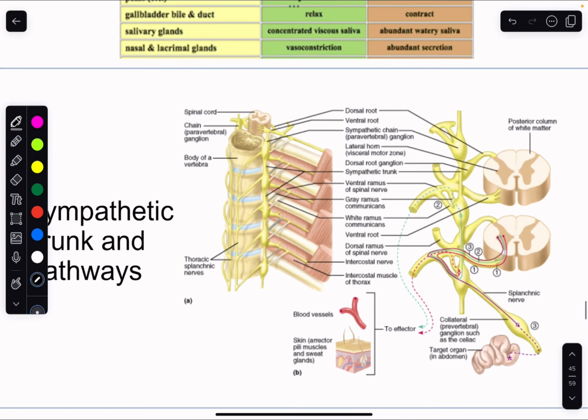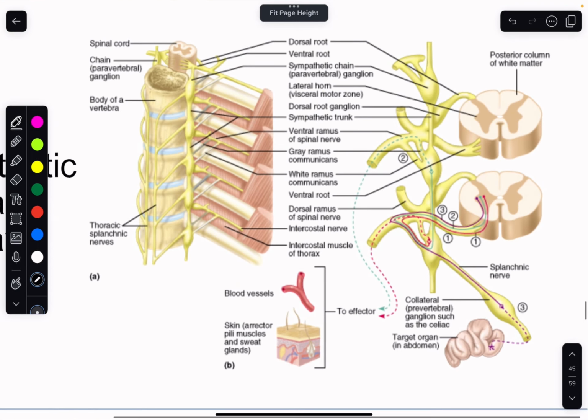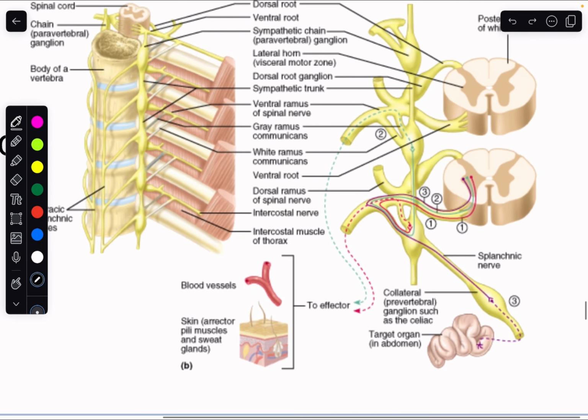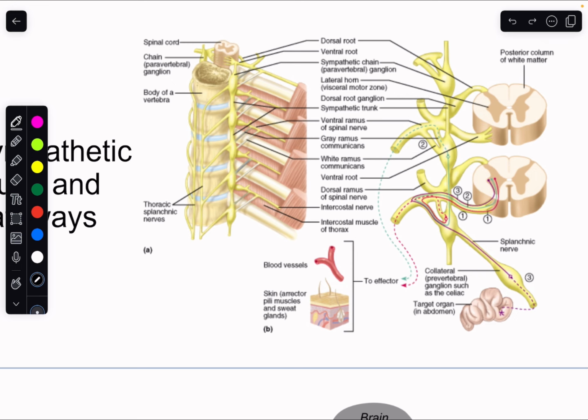All right, let's see what's going on here. Sympathetic trunk and pathways. So it looks like we start off from the spinal cord. Remember, information travels up and down the spinal cord like that. Let's say you're hot and you need to sweat to cool your body down. Information travels down the spinal cord to the motor. Remember, the motor portion is the anterior part of the spinal nerve, or the anterior root. So right here, your body tells you you need to sweat.